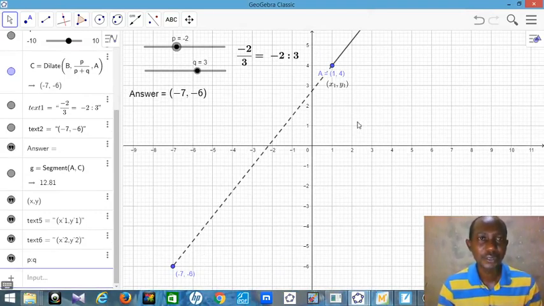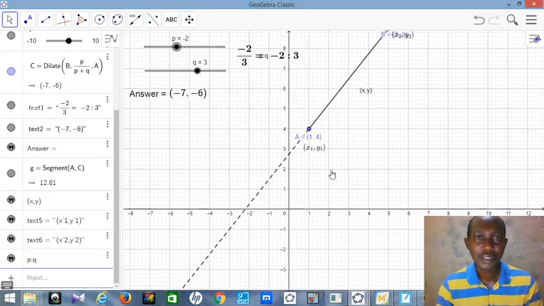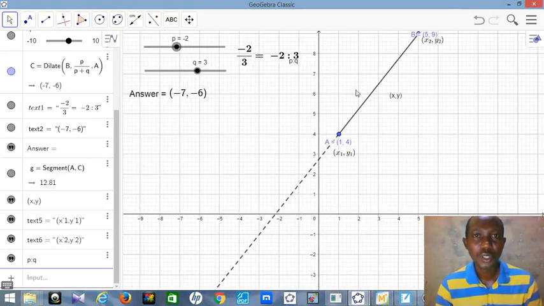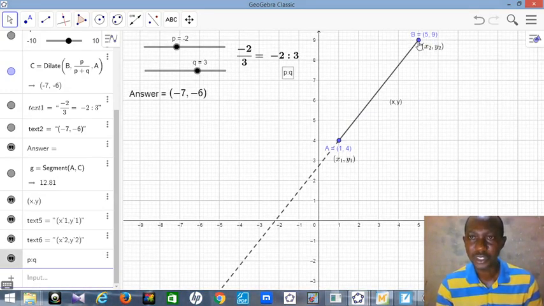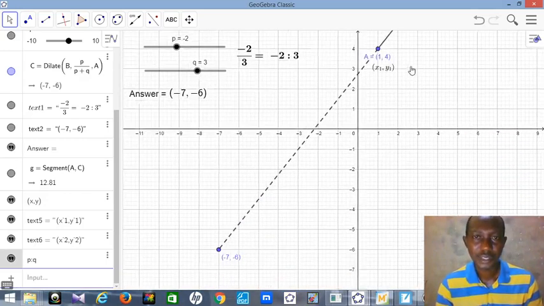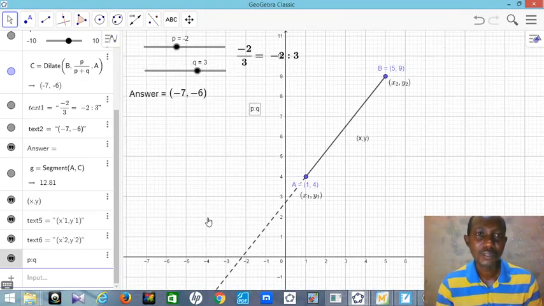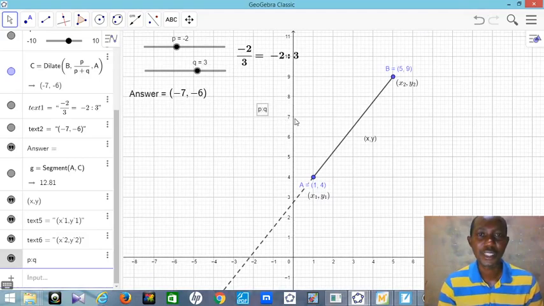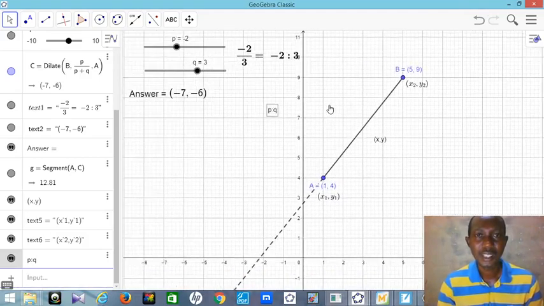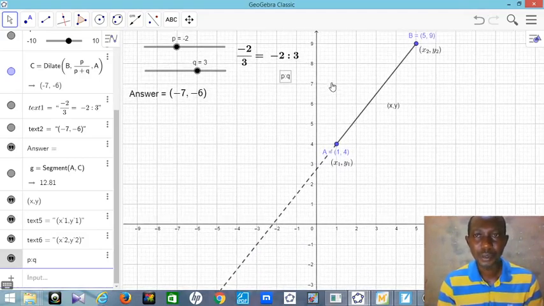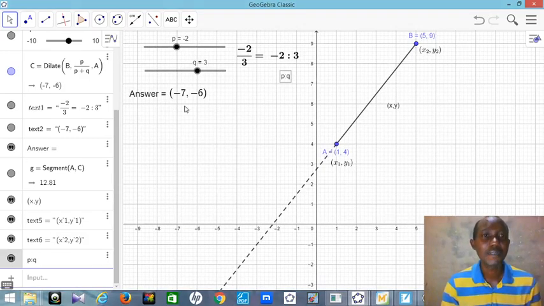So the division of this ratio, minus 2 ratio 3. You can see it's an external division. That is why the answer is not inside there. See, the answer is not inside there, it's outside. So that's what we are talking about. You can see the answer, and the answer is minus 7 over minus 7 minus 6. You get what we are talking about. So that is the answer.